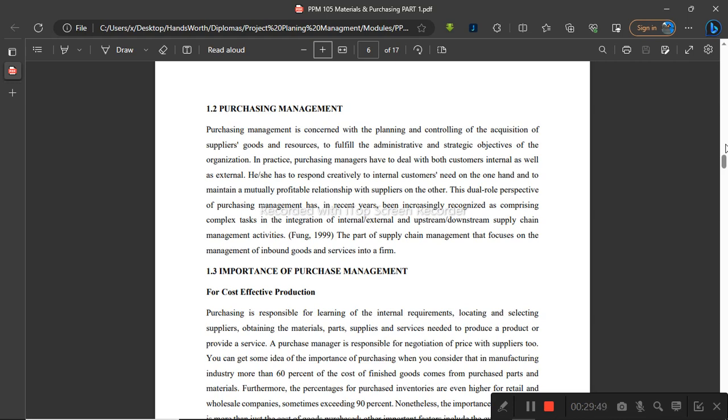He or she has to respond creatively to internal customers' needs, and on the other hand, maintain a mutually profitable relationship with the supplier on the other side. This role perspective of purchasing management has in recent years been increasingly recognized as comprising complex tasks in the integration of internal, external, and upstream, downstream supply chain management activities. It is the part of supply chain management that focuses on management of inbound goods and services into the firm. So this is a very cardinal role that you have to play as a purchasing manager.